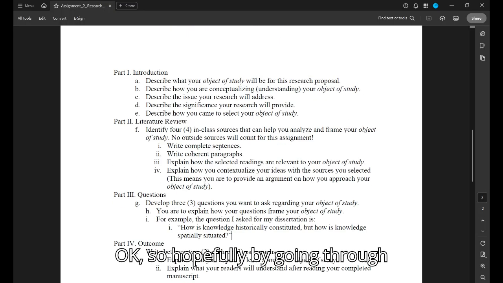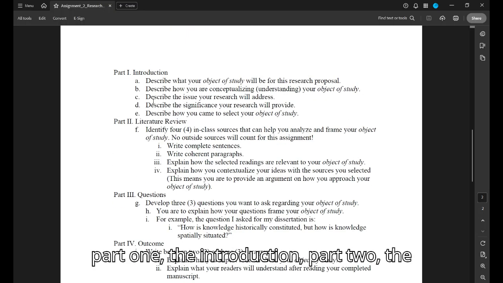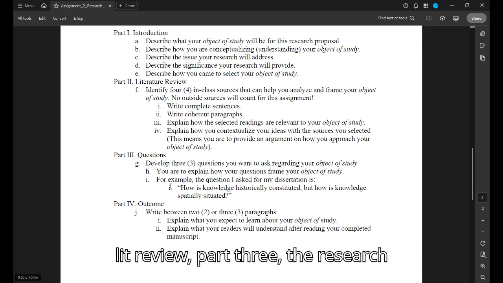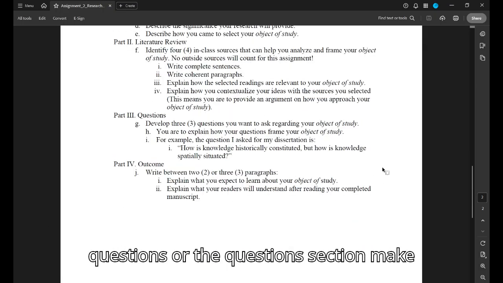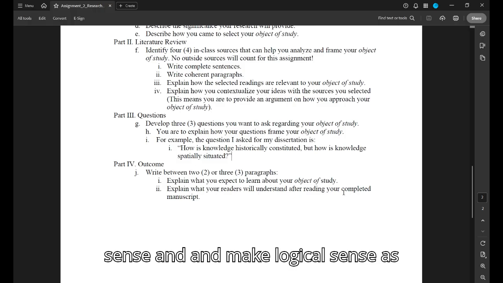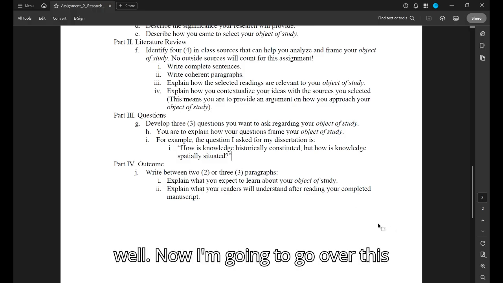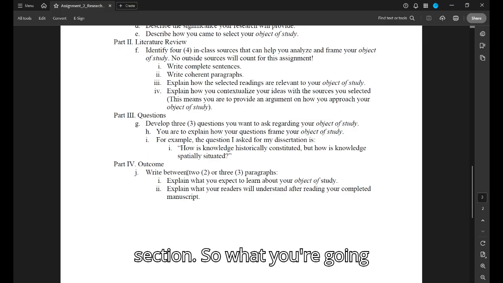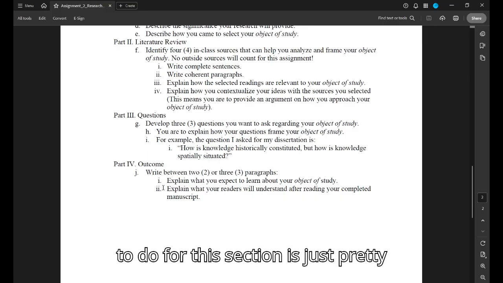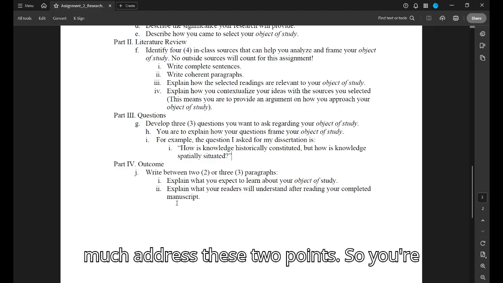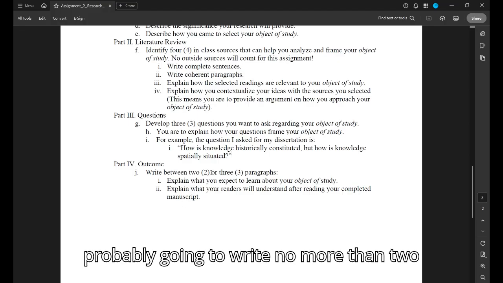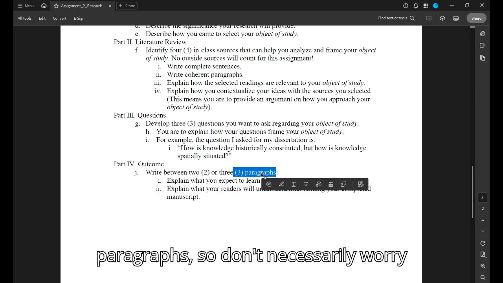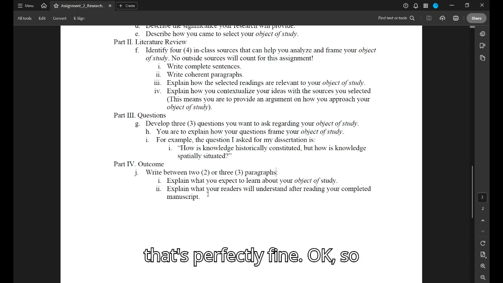Okay, so hopefully by going through part one, the introduction, part two, the lit review, and part three, the research questions section, it makes logical sense as well. Now I'm going to go over this section. What you're going to do for this section is just address these two points. You're probably going to write no more than two paragraphs, so don't necessarily worry about the third one, but if you do, that's perfectly fine.